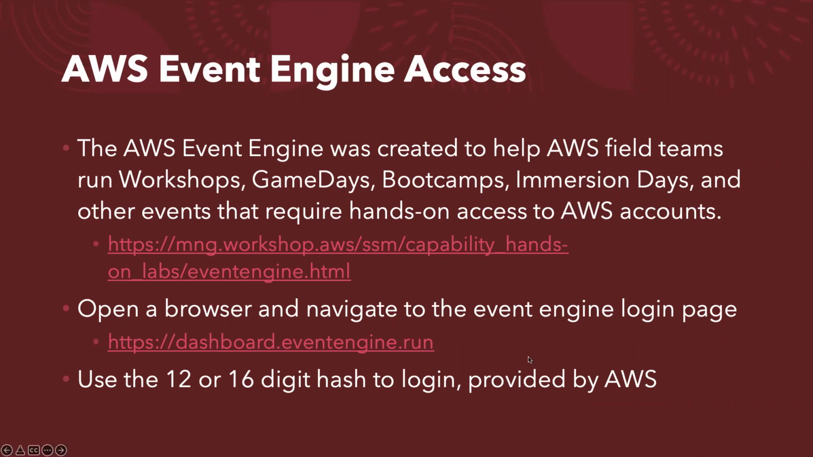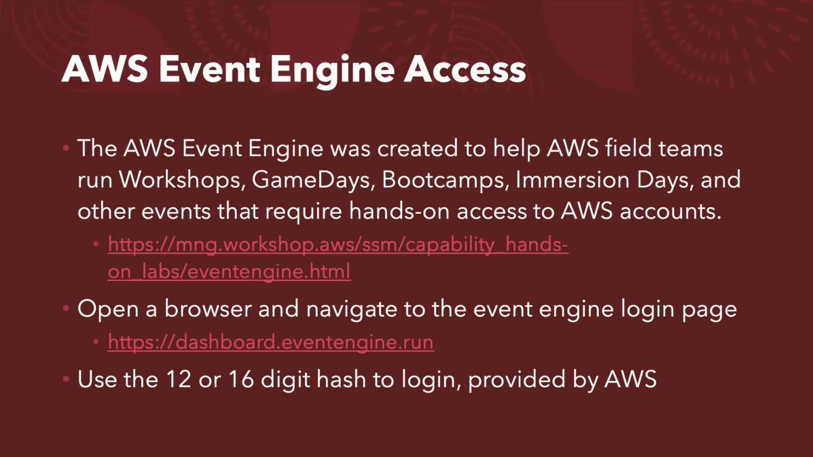Okay, how to get access? You open a browser and then navigate to the Event Engine login page, dashboard.eventengine.run. And then you provide your 12-digit or 16-digit hash ID. Then you can log in, okay?